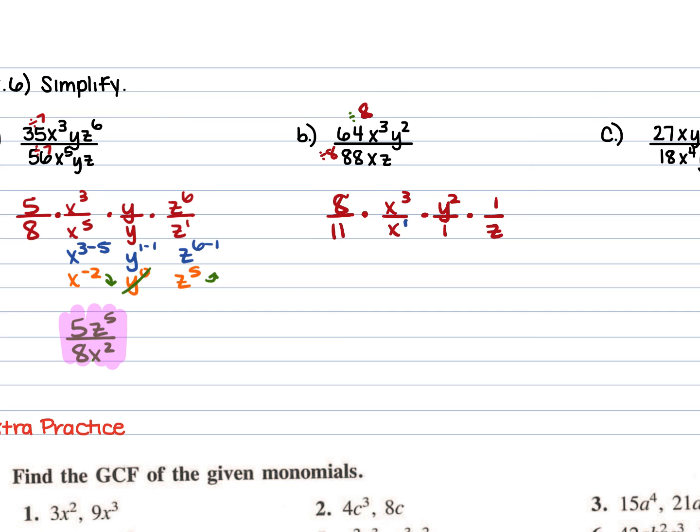From here, we're going to subtract these powers if we need to. So that x cubed over x, we're going to subtract 1 from that 3, and that gives us x squared over 1. We have y squared over 1 still, and 1 over z. So if we multiply all of this together to give us our final answer, we're going to have 8x squared y squared all over 11z.